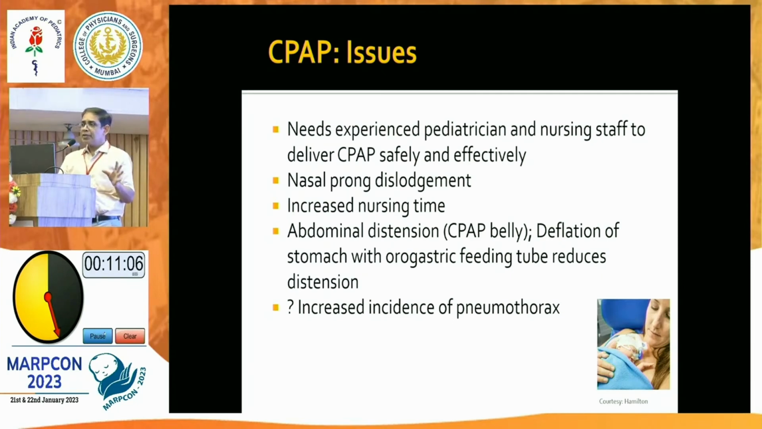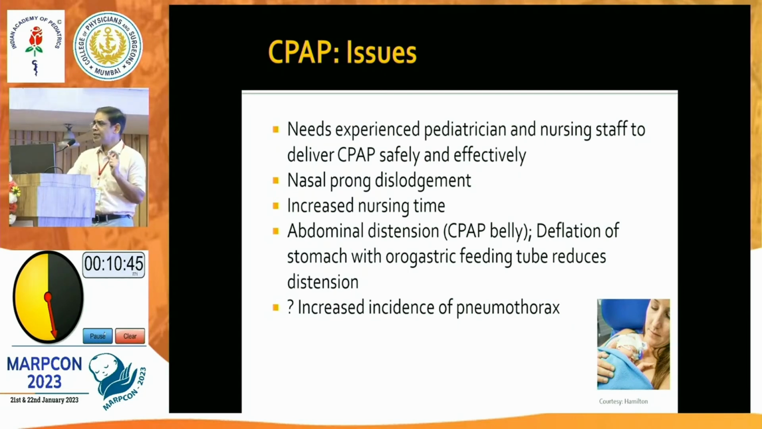Another problem with CPAP, we all know, is CPAP belly, the distension of the stomach, which happens because of the air which goes into the stomach. But that can also be easily tackled by inserting a feeding tube in the stomach. And also there is a concern about increased incidence of pneumothorax with CPAP usage.